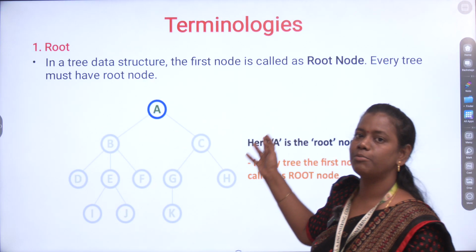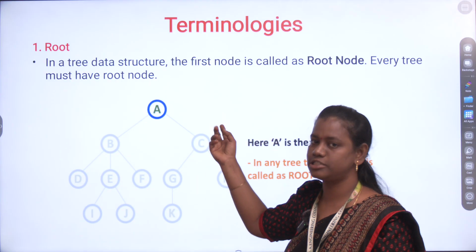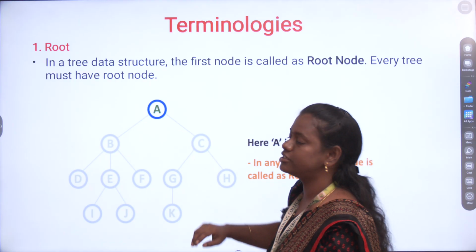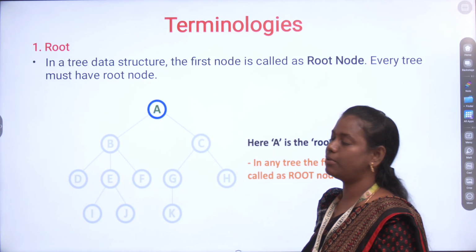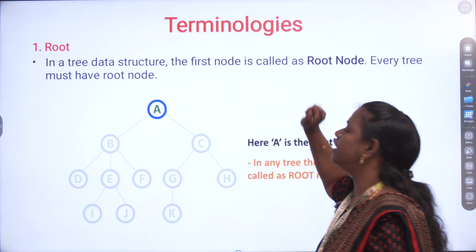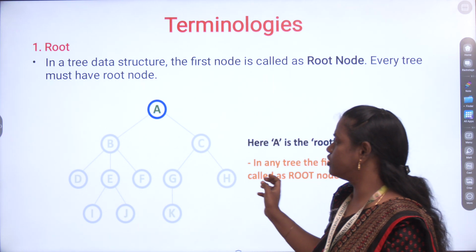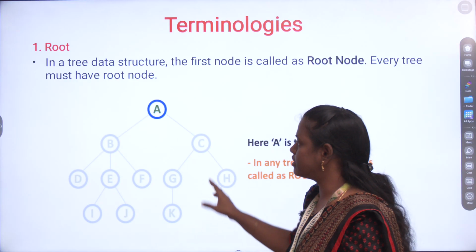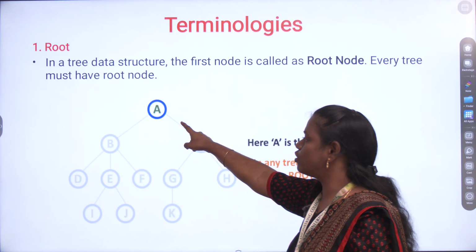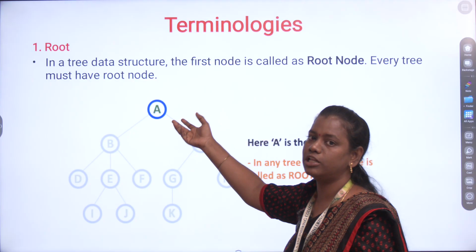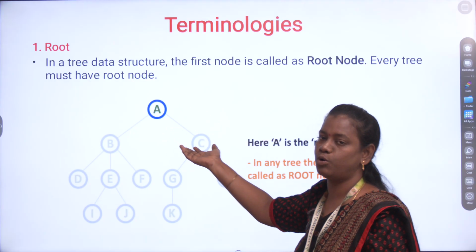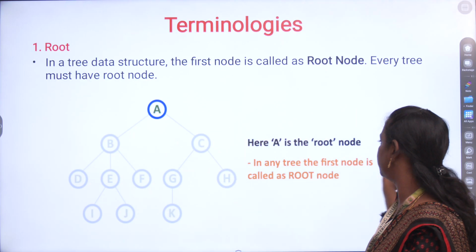And then next I am going to explain the different terminologies used in the tree. The first terminology is root. Root is nothing but the first node in the tree. That is your root node. So consider this example. In this example the first node is A. So A is your root node. We are going to call the A node the root node. So that is the first node in our tree.